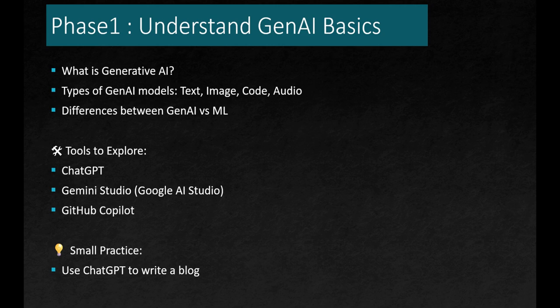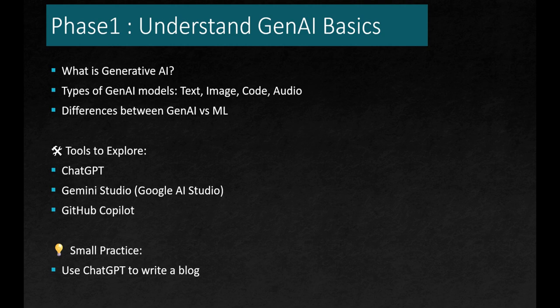Then you can explore Gemini Studio. This is another powerful platform where you can experiment with Google Gen AI models, build a small app, create agents, and test multimodal inputs like images and text. And you can also explore GitHub Copilot, a great example of generative AI for developers. It helps to write code by understanding your intent and comments.